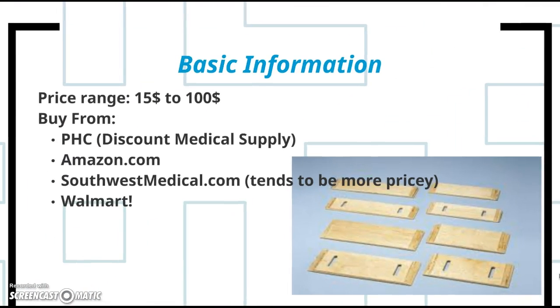A little bit of basic information. The prices can range from $15 all the way up to $100, depending on what type you buy, big or small, if it needs to be a little bit longer or shorter. A few popular places to order these sliding boards are PHC Discount Medical Supply, Amazon.com, SouthwestMedical.com, which tends to be a little bit more pricey, and usually some cheaper ones you can even find at Walmart for around $30.